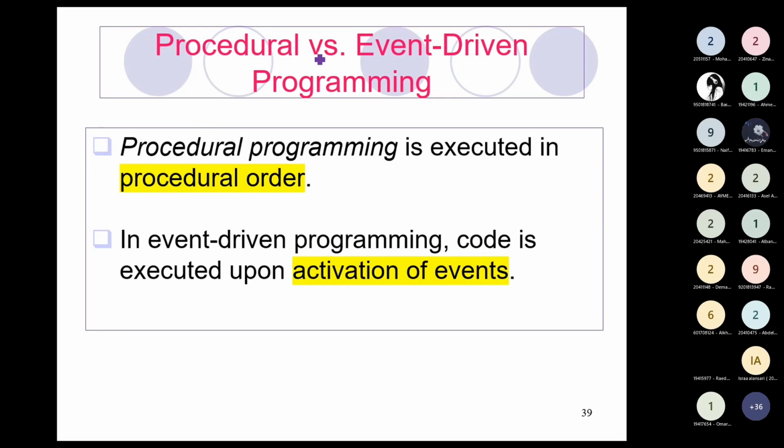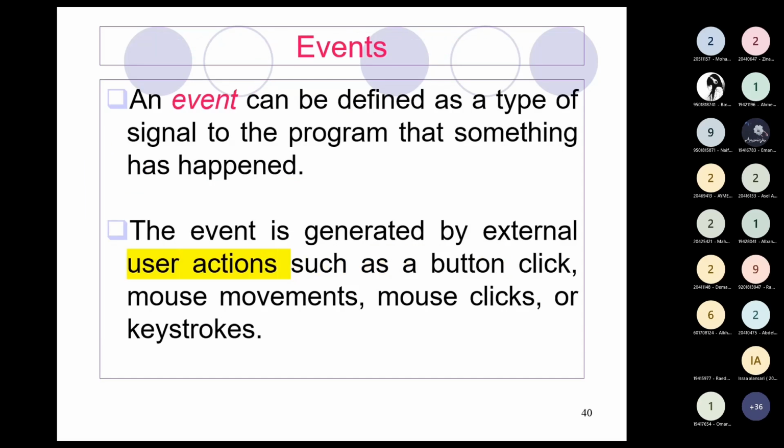There is a difference between event-driven programming and procedural programming. The procedural, like what we used before, not only in Java but even in C# and Python, goes by order, line by line. In Java it's object-oriented. But for procedural programming, it goes in order, line by line. But in event-driven programming, it's the activation of events. So you do some action and something will happen. An event can be defined as a type of signal. So something happened, caused by a user, and there is some response to it.